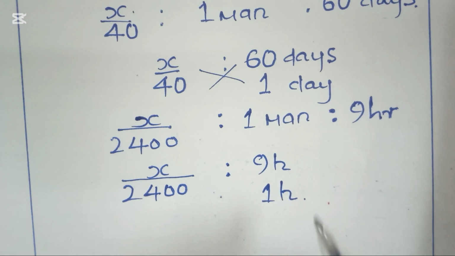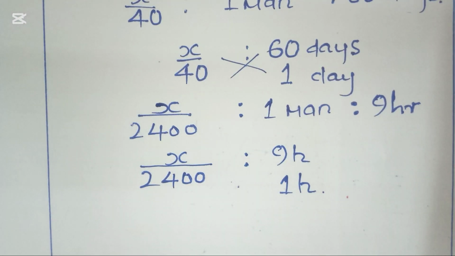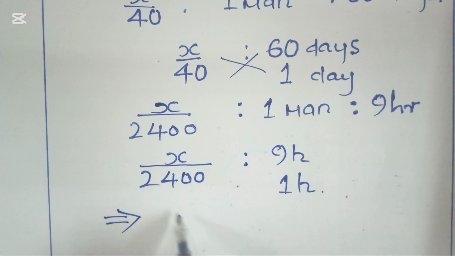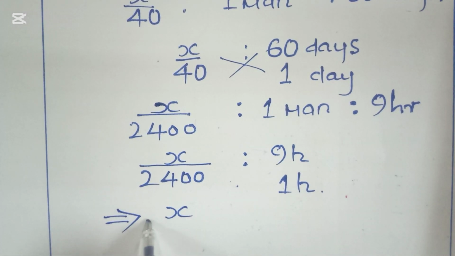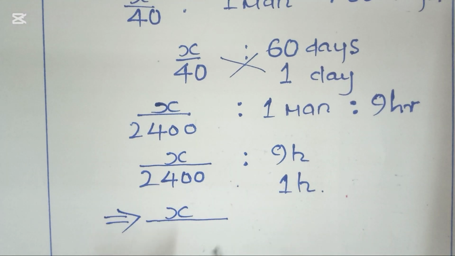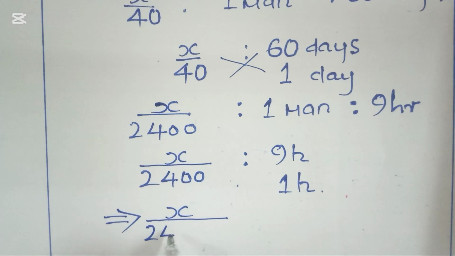Still we are looking at a single man. So this one we do cross multiplication yet again. So now we shall have X all over, we now multiply 9 times that. That is going to give us 2400 multiplied by 9.